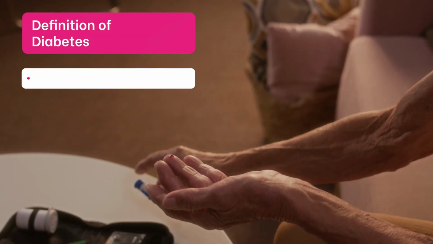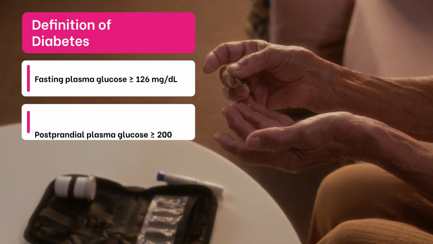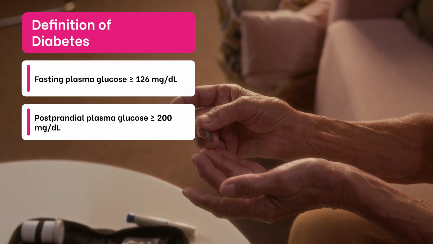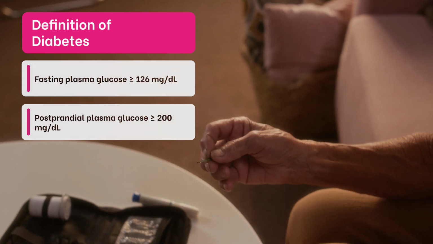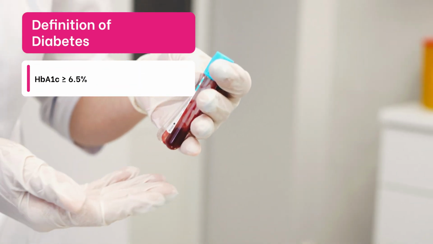Now, as we know, diabetes is defined as a fasting plasma glucose of more than or equal to 126 milligrams per deciliter, a postprandial plasma glucose of more than or equal to 200 milligrams per deciliter, or an HbA1c of more than or equal to 6.5%.